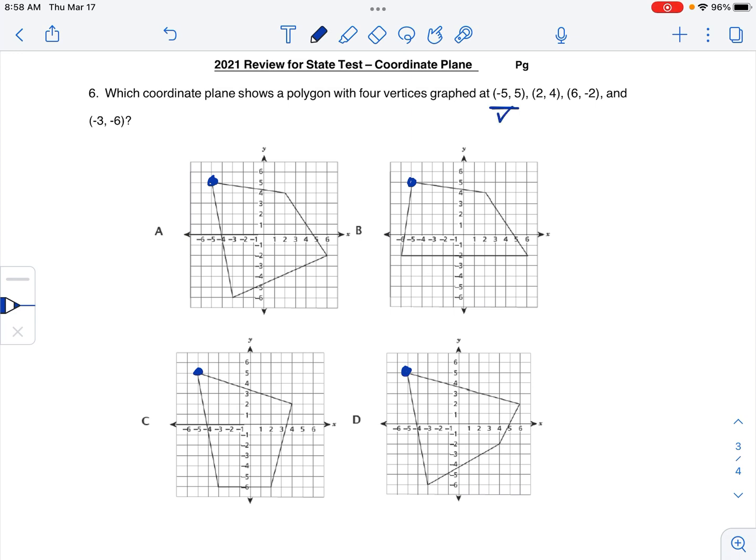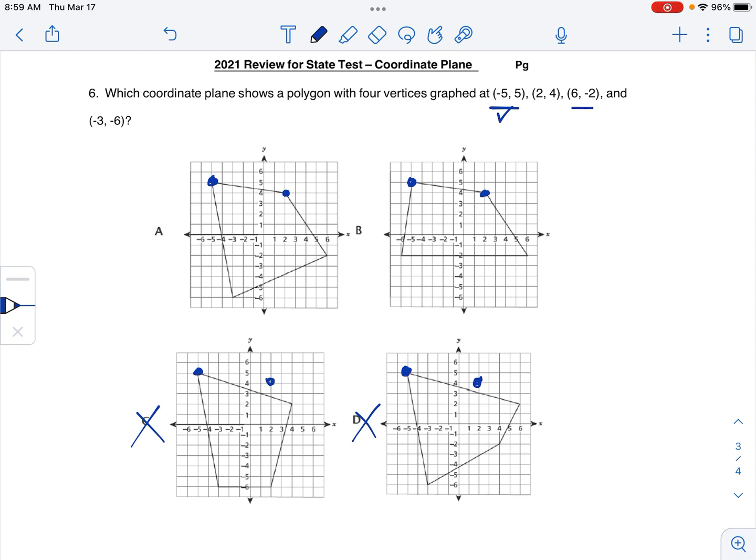Let's go to 2, 4. 2 to the right and 4 up. All right, in option A, 2 to the right and 4 up is this point. Option B, 2 to the right, 4 up. That point is there. Option C, 2 to the right, 4 up is not there. So we can cross out option C. D, 2 to the right, 4 up. There's no point there. We can cross out option D as well.